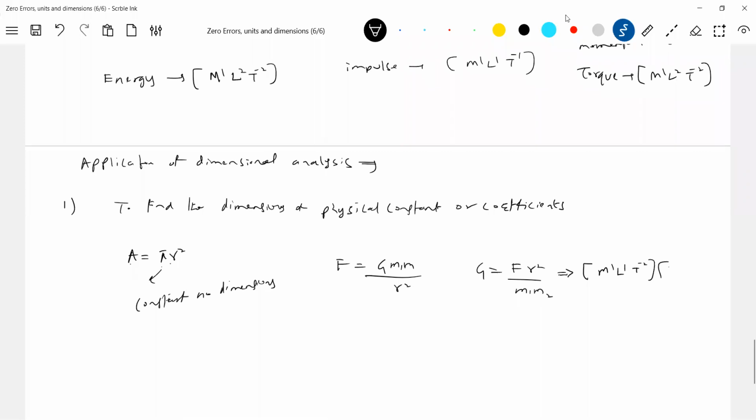Then the dimensions of length squared will be M0 L square, and this will be M1 M1. What are the dimensions of the gravitational constant? M minus 1, L cube, T minus 2. Okay, agree with this? So is this gravitational constant having any dimensions? Yes, it is.